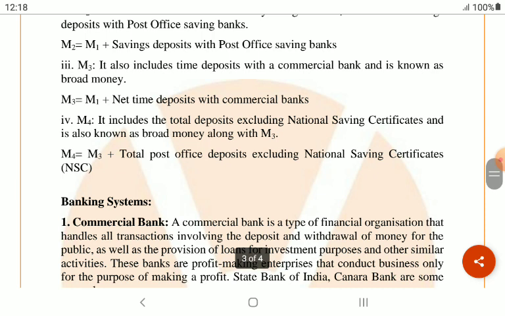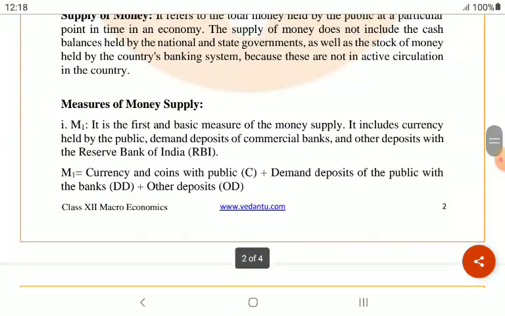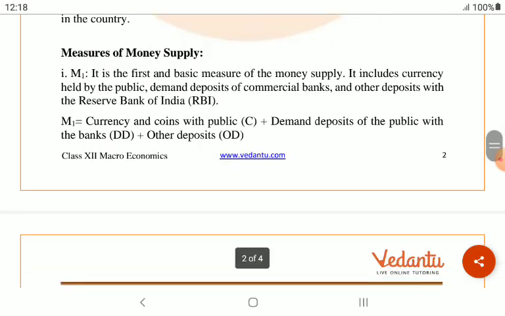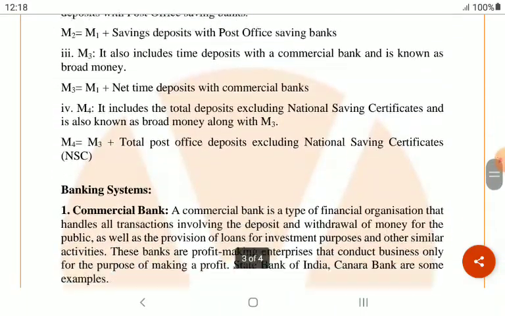Next, M4. It includes the total deposits excluding national savings certificates and is also known as broad money along with M3. So M4 is equal to M3 plus total post office deposits excluding national savings certificates (NSC). We get M4. So these are the types; they may ask for 3 marks or 4 marks. They may ask measures of money supply for 3 marks, so this is also an important question.